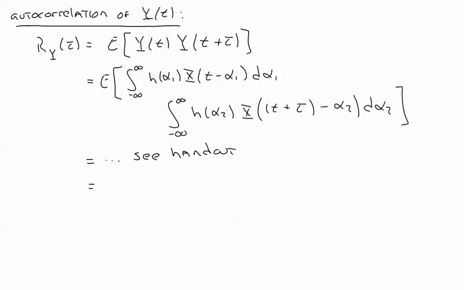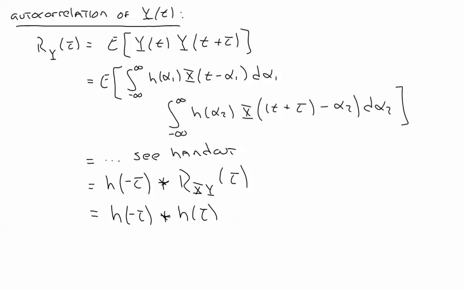And the results, after several steps, are my impulse response evaluated at negative tau, convolved with my cross-correlation term. But my cross-correlation, and that's why I needed this earlier, can be written as h of tau convolved with the autocorrelation for x. Okay?